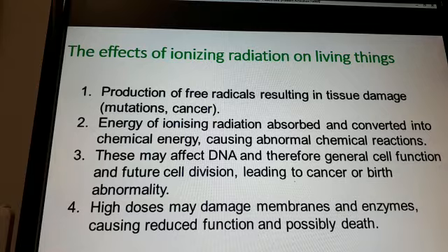Look now: production of free radicals resulting in tissue damage, causing mutation or cancer. Energy of ionizing radiation is absorbed and converted into chemical energy, causing abnormal chemical reactions, and this may affect the DNA, and therefore cell function failure and future cell division, leading to cancer or birth abnormality. And fourth, a high dose may damage the membrane and enzymes, causing reduced function and possibly death. These are the effects of ionizing radiation on living things.